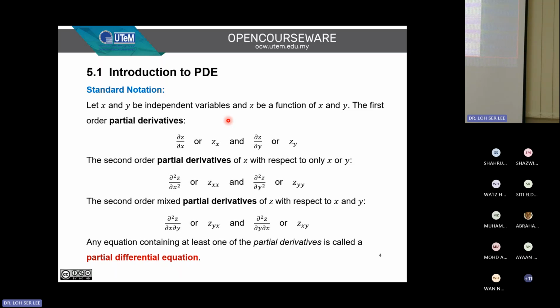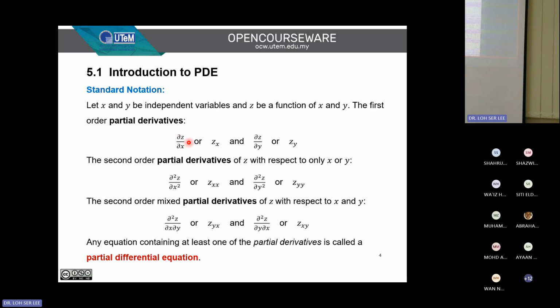There are two different notations that we can use for partial derivatives. Either we write ∂z/∂x, or we write z subscript x. What are z, x and y? z is the dependent variable, and x and y are independent variables. So when we differentiate z with respect to x, we write z subscript x, or ∂z/∂x. We do not use d, we use del.